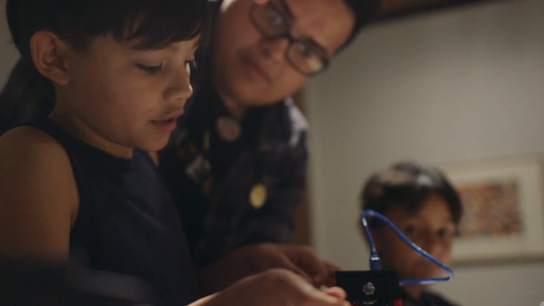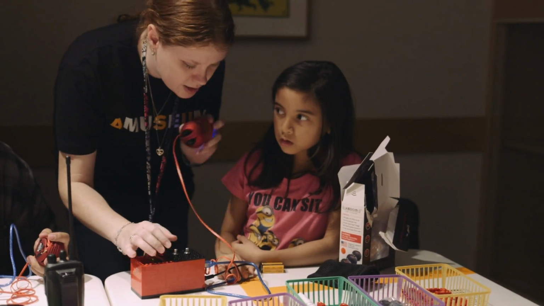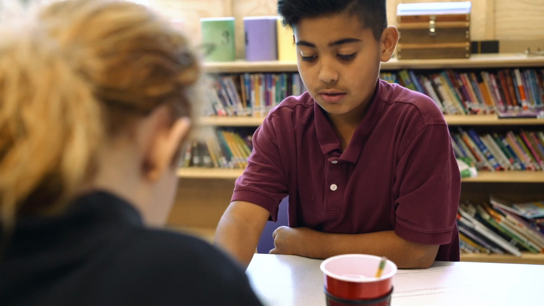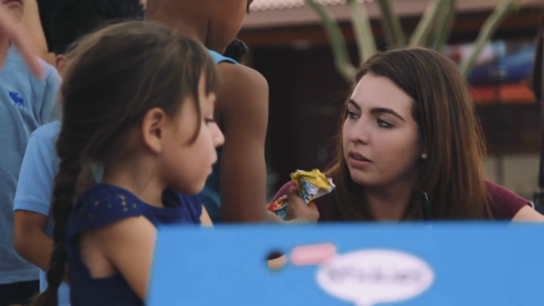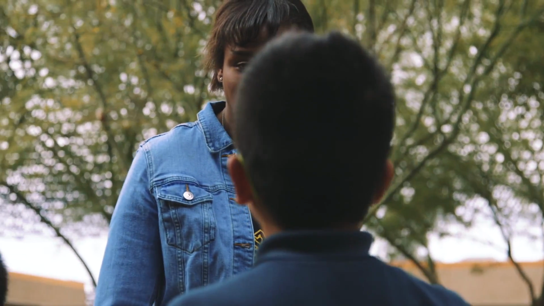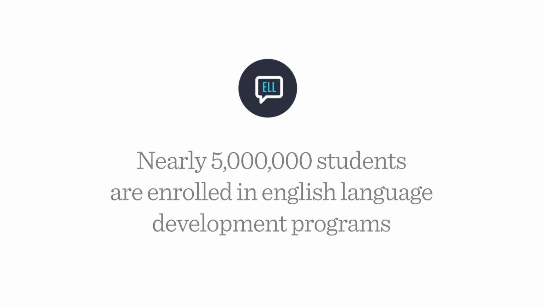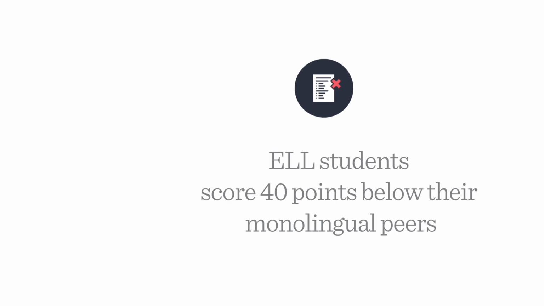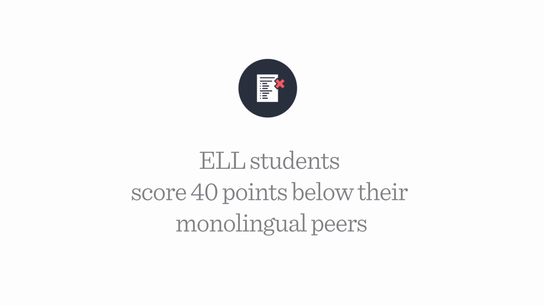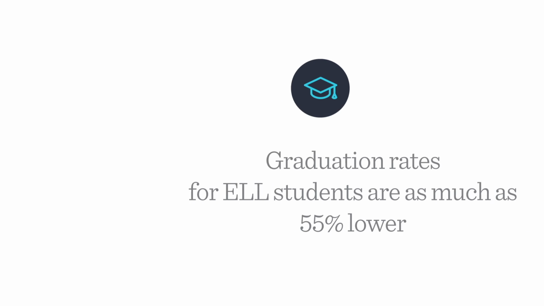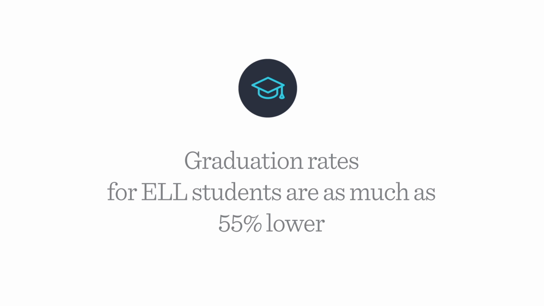English language learners are the new norm in public education, and you can't expect to spend an entire teaching career without ever having worked with a student who is an English language learner. We know in the United States that there are 5 million students currently enrolled in programs for English language development. English language learners are scoring 40 points below their monolingual English counterparts on the National Assessment for Educational Progress, and their graduation rates are well below those of non-English language learners.